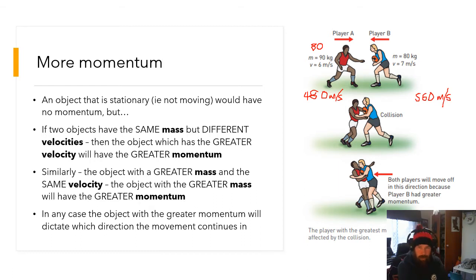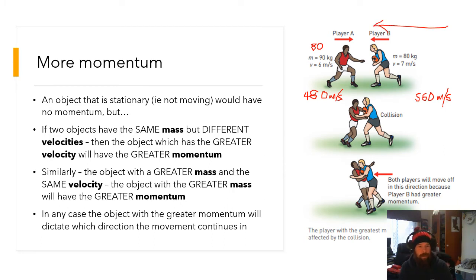So player B is going to have a greater momentum in this instance, okay? They both have the same mass, but because player B is moving at a faster velocity or faster speed, he's going to have the greater momentum, and they will both continue on in that direction.